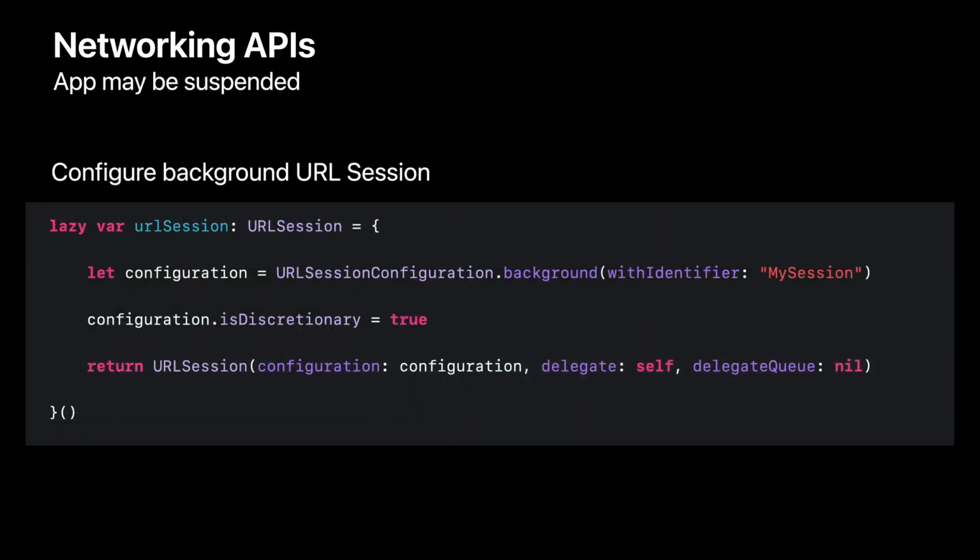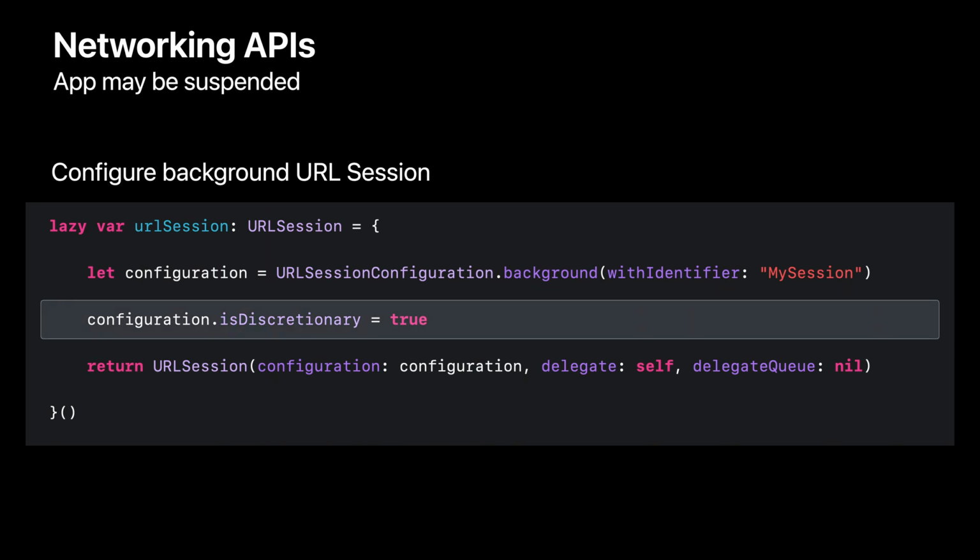If your app starts a long-running transfer, whether it is user-initiated or not, you would create a background URL session to continue running even when your app is suspended. For time-insensitive tasks, you can set the isDiscretionary property to true. This will allow the system to wait for optimal conditions to perform the transfer.